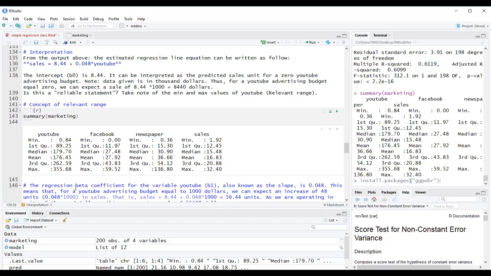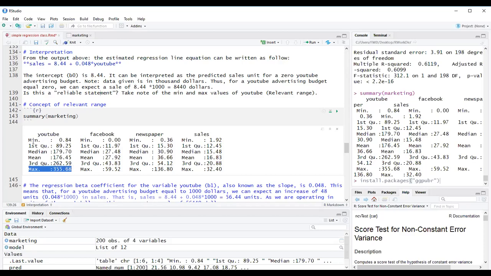Okay, clear? But why do we still compute it? We still compute the intercept because we can use that to predict the value of sales for values of YouTube that are within the relevant range. Do you get me, guys? Okay, what do I mean by relevant range? The minimum value of YouTube is 0.84. The maximum is 355.68. So that's the relevant range.